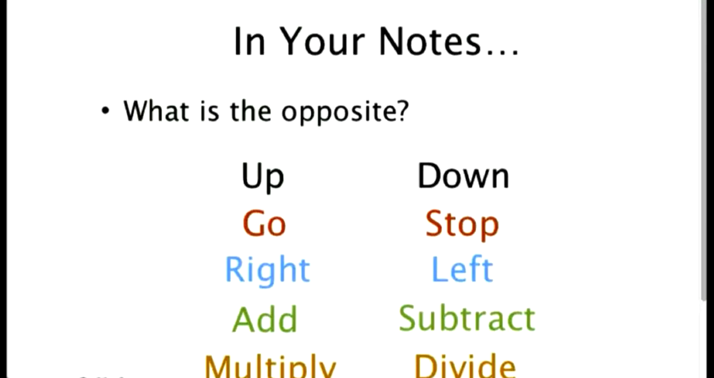In your notes, you're going to think about what the opposite is. So go ahead and write down the opposite of up, which is down, go, which is stop, right, which is left, add, subtract, multiply, and divide.